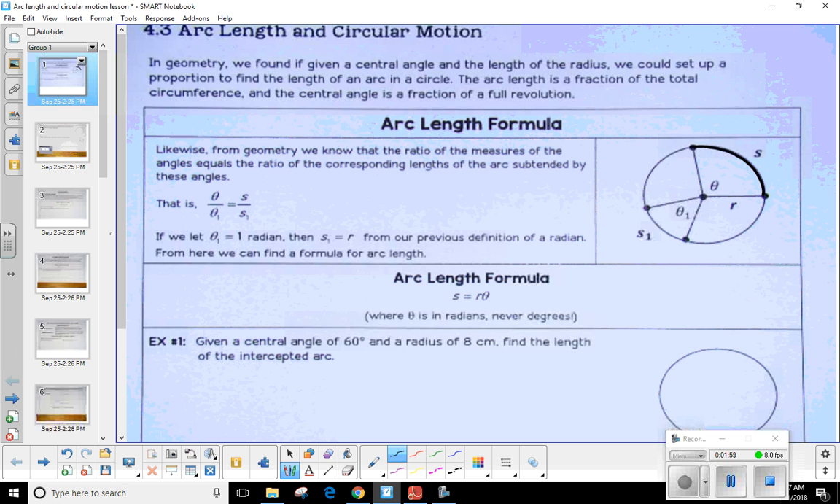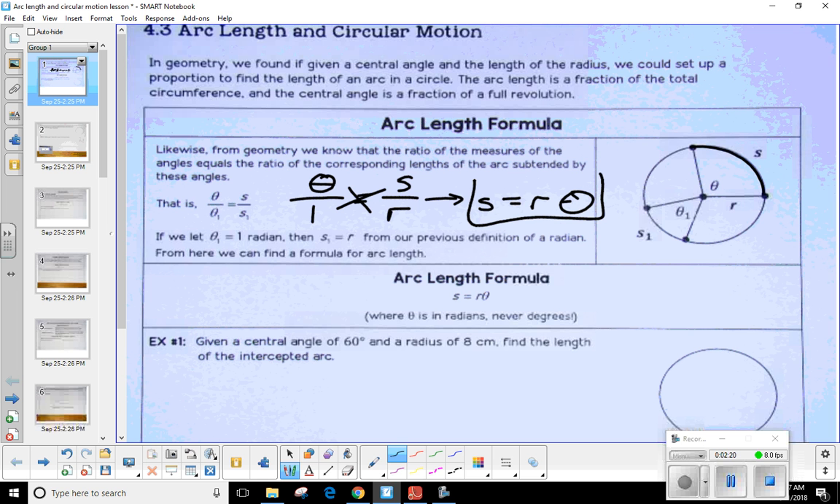If we go ahead and replace theta sub 1 with 1 radian, and then S sub 1 with R, so that would be theta over 1 is equal to S over S sub 1 becomes R. We solve a proportion by cross multiplying, so 1 times S would tell me that S is equal to R theta. Here's my formula now for finding arc length.